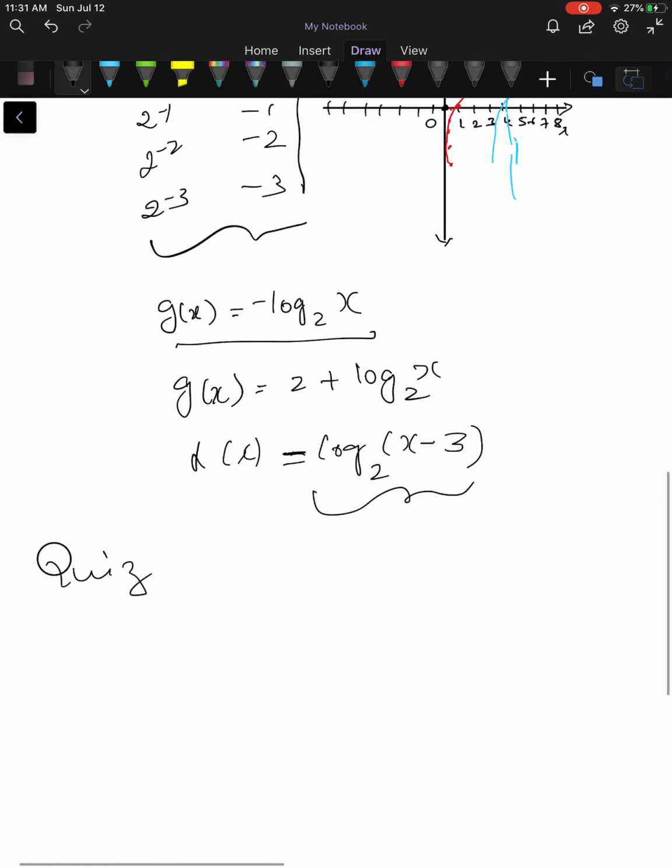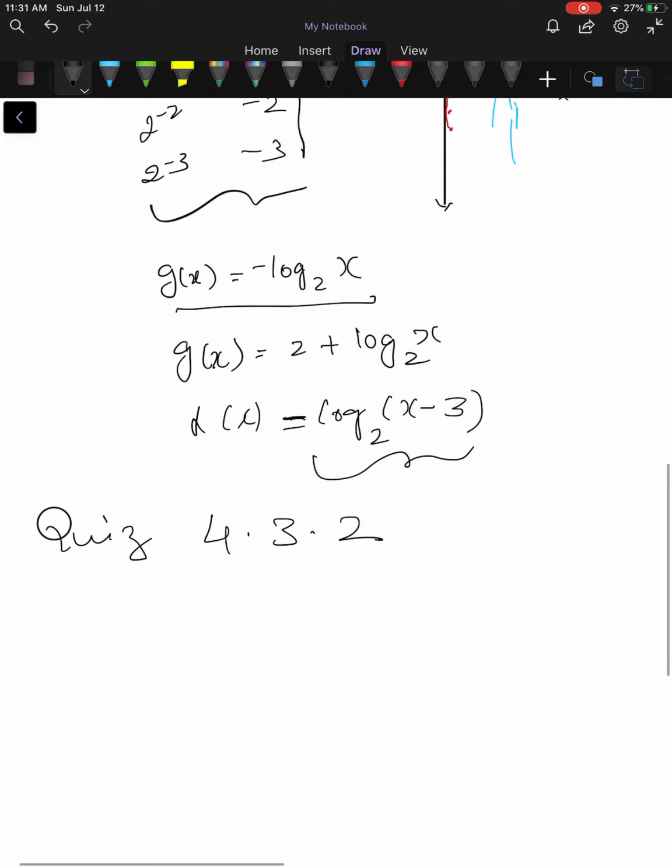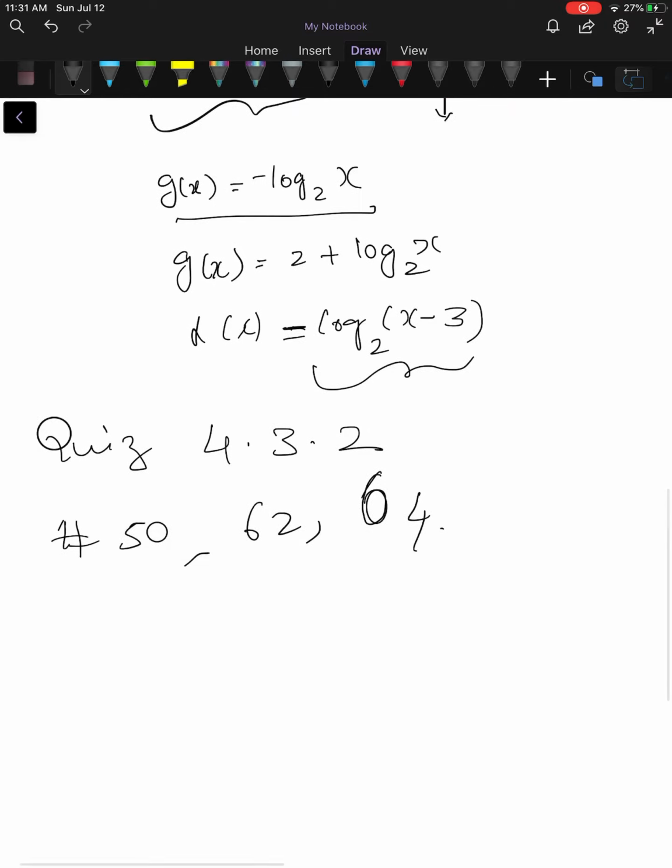So now it's time for the quiz. I'm sorry, quiz 4.3.2. Do numbers 50, 62, and 64. Okay, so this is basically about graphing the given problems, applying all the methods that I taught you now.